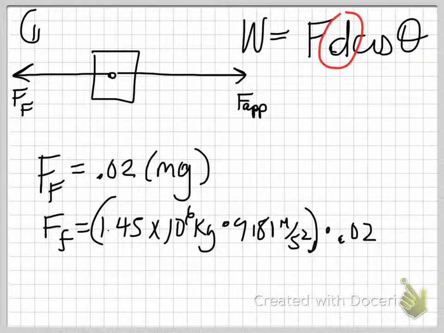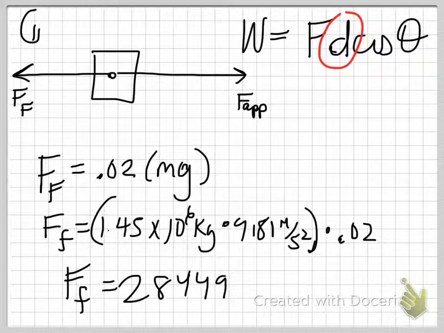How many of you did 2% of the mass, not the weight? Don't mix up mass and weight. Weight is Fg, mass times gravity. That's a pretty common mistake on this one. So I get a force of friction of 2844900 newtons. From there, it's pretty straightforward.